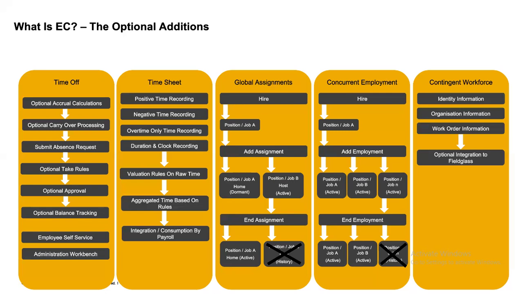What is contingent workforce? Contingent is basically when the company hires you for 6 months or 1 year. That is all set for 6 months or 1 year only, or maybe as per the company demand.